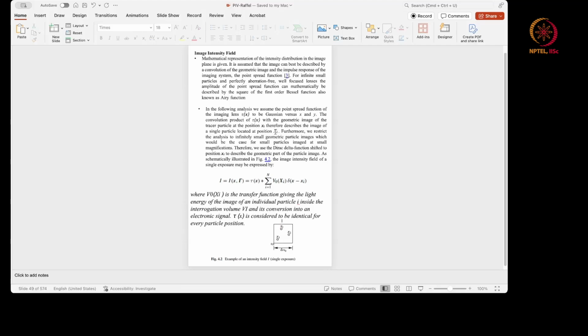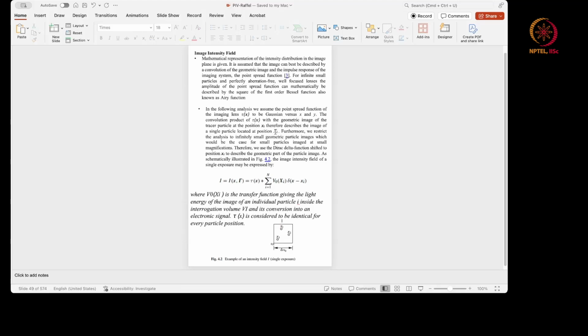So therefore, we restrict the analysis to infinitely small geometrical particles, which would be the case for all small particles imaged at small magnifications. So what we can do is use the Dirac delta function shifted to a position xi to describe the geometric part of the particle image. We already know the spread function is Gaussian. Now the geometric part of the image for small particles and at small magnifications is described by the Dirac delta function shifted to that particular particle position xi.